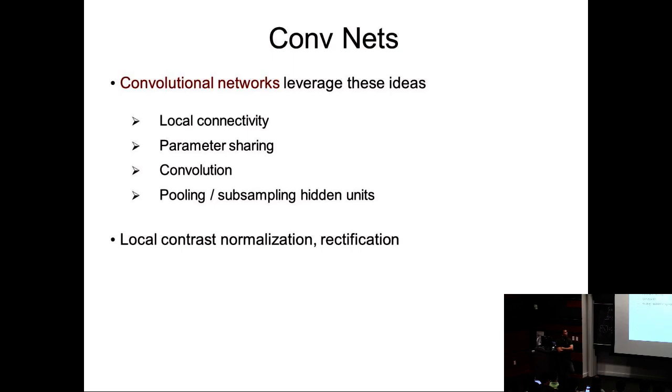Okay, so convolutional neural networks, you should be familiar with local connectivity, parameter sharing, convolution, pooling, subsampling, local contrast normalization, rectification, stuff that we've covered in class. These are basic definitions, so if I ask you something about convolution, you can actually get it there.